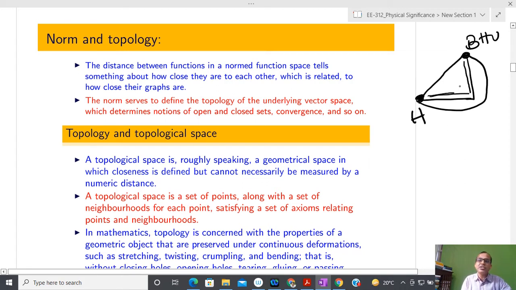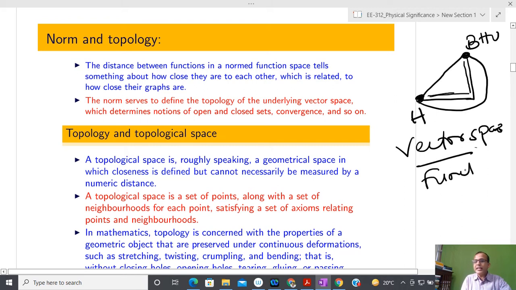I am not going into much detail about the topology, I am just going to give you a hint. And here what I have written is the distance between functions in a norm function space. Norm function space means I have a vector space, and an element of that vector space is nothing but a function. That is the meaning of norm function space.